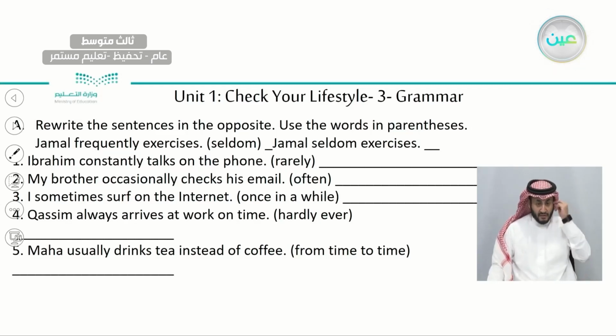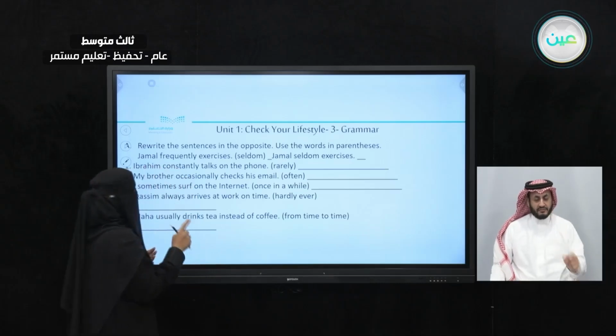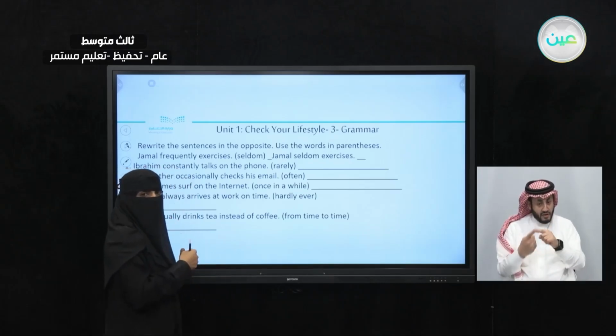But before we do it, we have to know where to put it. So let's read the first one. Jamal frequently exercises. He wants us to put seldom. So where is the adverb of frequency in this sentence? Frequently. Excellent. So underline frequently. We have to put seldom in its place. Okay, so Jamal seldom exercises. What about the other ones? Think about it. Look at it. Okay, I will do only one with you and you have to do the rest, okay?